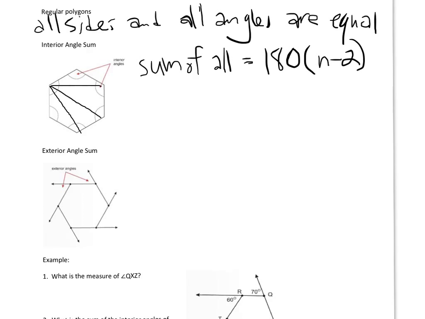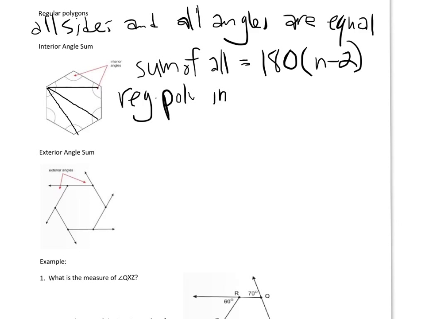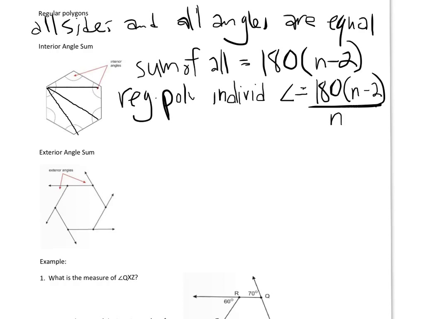If we know it's a regular polygon, and we want to know just the measure of one interior angle, we can just take the sum, which is 180 times n minus 2, where n is the number of sides, and divide that by the number of sides, which is the same as the number of angles. So n equals the number of sides, or the number of angles, either way.